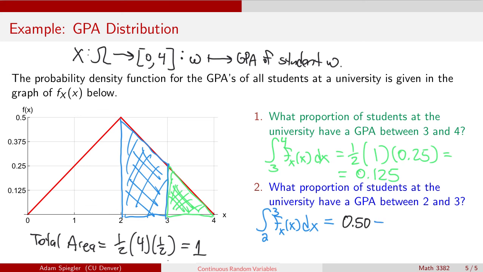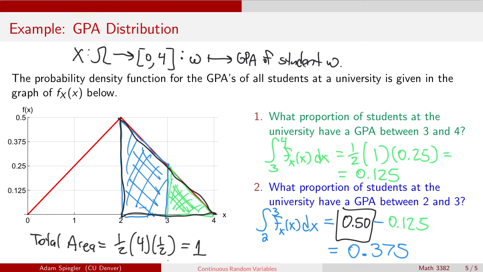What we're going to subtract out in order to get the part that's just in blue is this piece in green. We take this entire area of the triangle, which is where the 0.5 comes from, and then subtract out the green piece. We found in the first part that the green area is equal to 0.125. So taking the entire area of the triangle, 1/2, and subtracting the area in green, 0.125, tells us the remaining blue area, which comes out to 0.375. This tells us that about 37.5% of students at this university have a GPA between 2 and 3.